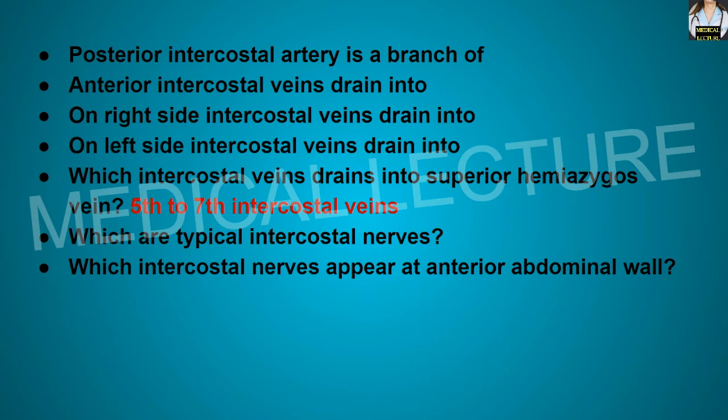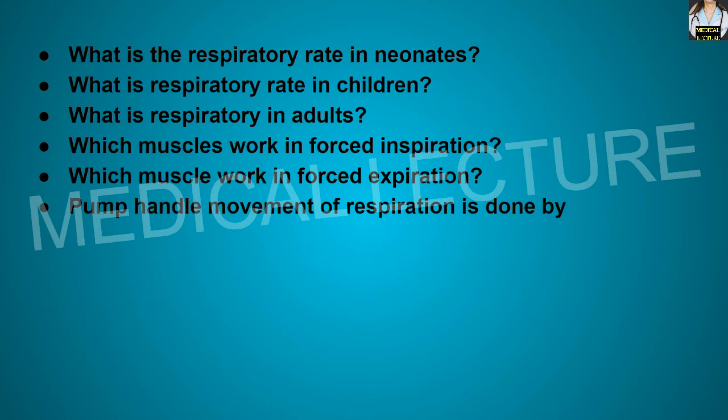Which are the typical intercostal nerves? The 3rd to 6th intercostal nerves are the typical intercostal nerves. Which intercostal nerves appear at the anterior abdominal wall? The 7th to 11th intercostal nerves appear at the anterior abdominal wall. What is the respiratory rate in neonates? It is about 30 to 40 per minute. What is the respiratory rate in children? It is about 24 to 30 per minute. What is the respiratory rate in adults? It is about 16 to 20 per minute.